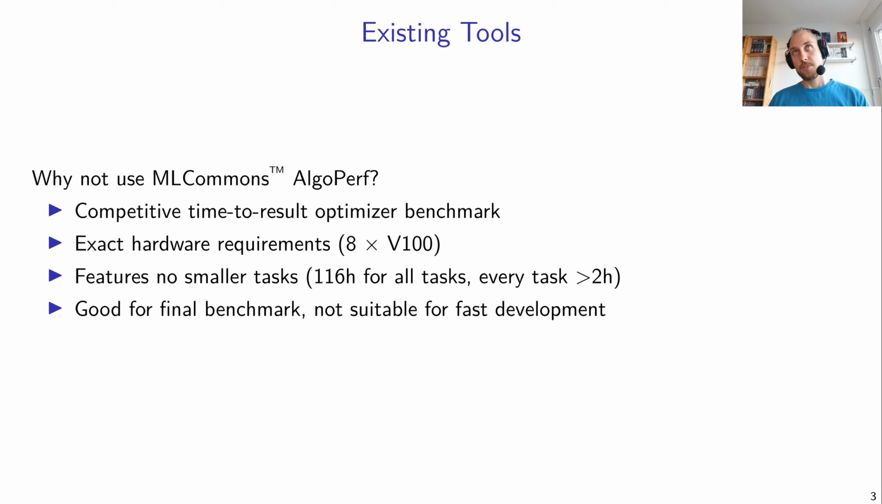There are some benchmarks already out there, so one question is, why didn't we just use one of those? For example, the recently released ALGPerf, which is a competitive time-to-result optimizer benchmark. Well, first, they have exact hardware requirements, meaning that if you do not have said hardware, you sometimes don't even get a score at all.